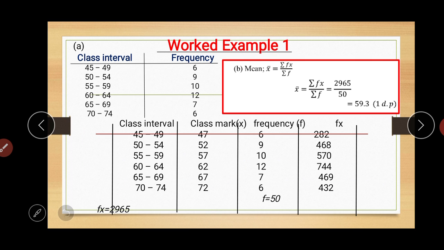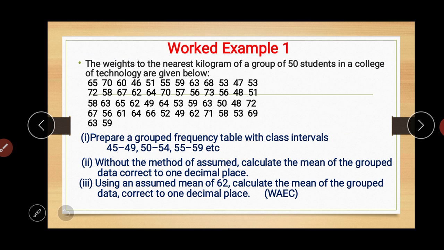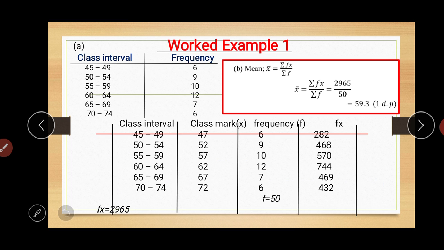So that's the table. The first one says prepare a grouped frequency table with the class intervals. Now, without the assumed mean method, you also calculate the mean. If you want to calculate the mean, the mean is summation of fx over summation of f. Let's look at the table below before part B. Look at the table. The class interval is this.